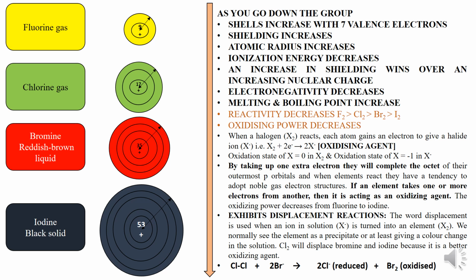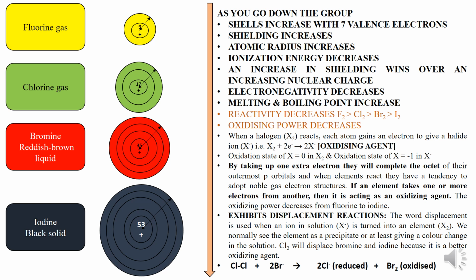And as you go down the group, there is shielding. The shielding increases, atomic radius increases, ionization energy decreases. There is an increase in shielding that wins over an increasing nuclear charge. Additionally, electronegativity decreases and the melting and boiling points of the halogens increase going down the group. I'll skip these points as they have been dealt with in detail in my previous video. For further details on these highlighted points, you can refer to my previous video.